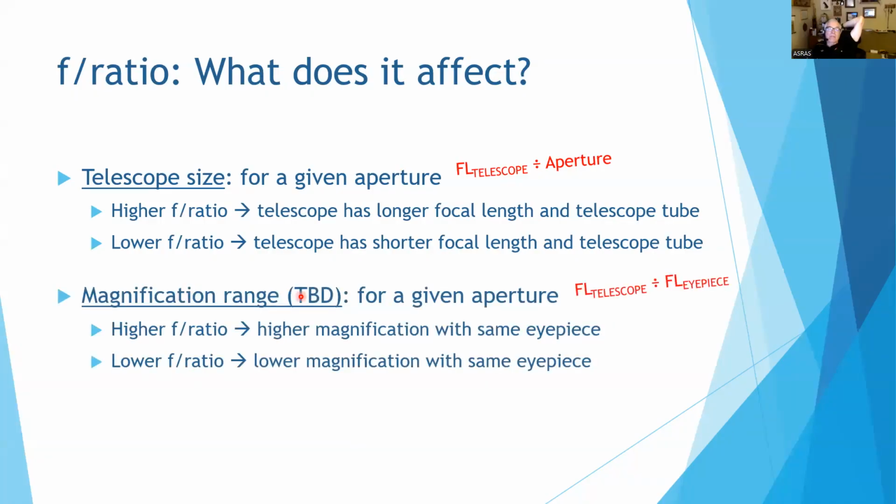It also affects magnification range. We haven't discussed magnification yet, but we'll see in a couple slides that magnification is calculated by dividing the focal length of the telescope by the focal length of the eyepiece that you use. So a higher F ratio will allow higher magnification with the same eyepiece, because a higher F ratio will most likely have a higher focal length, whereas a lower F ratio, a fast telescope, will give you lower magnification with the same eyepiece, because of the way this equation works.